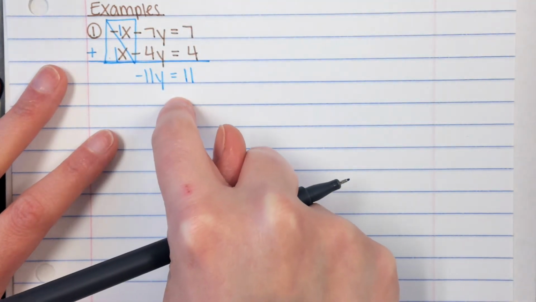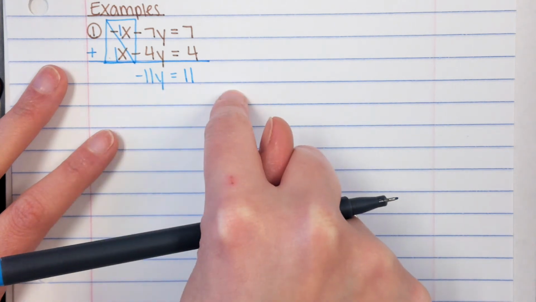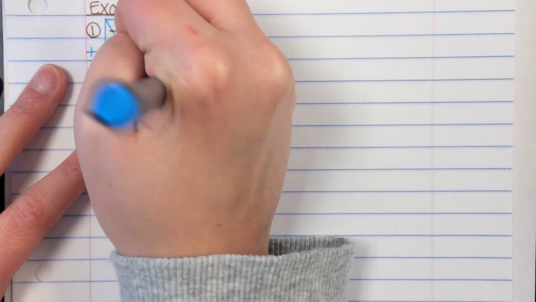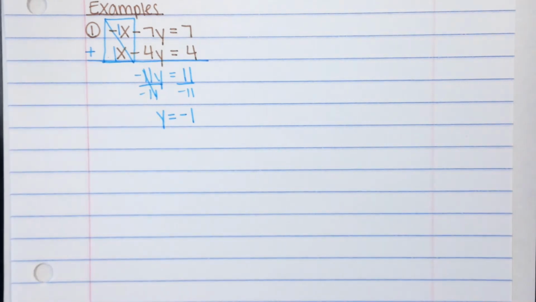Now, we're at step number 4 still. This is a one-step equation. We need to solve it. How can I do that? Divide by -11. And you get y equals -1. Now, you're halfway finished. So you've got your y. We need to find the x.